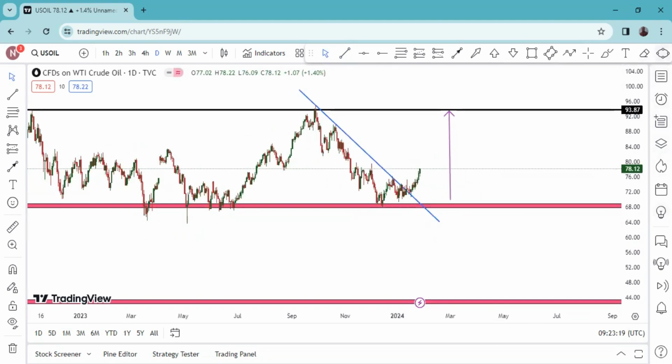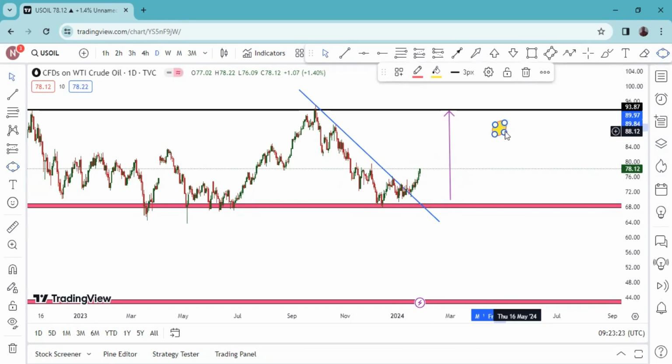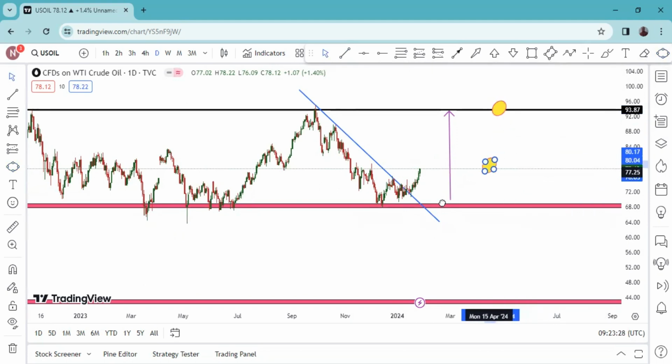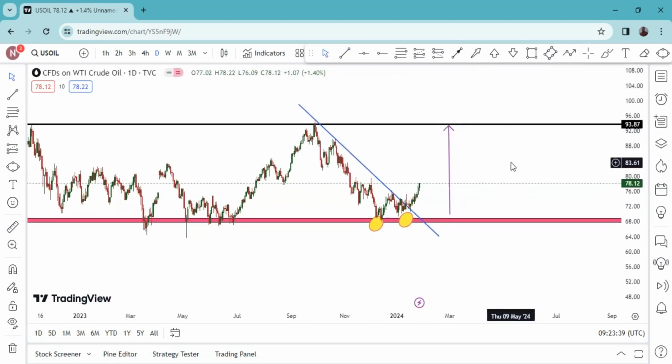The third confirmation, you can see a pattern here. Let me show you guys a pattern. This is the first bottom, and this is the second bottom. What is this pattern, guys? This is double bottom, and this is the neckline. We call this pattern double bottom.